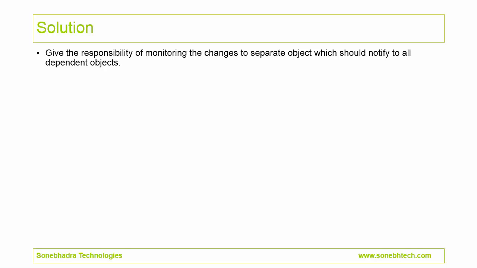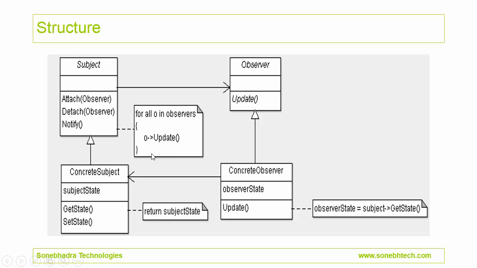Okay, let's see the structure of this pattern. Here is the abstract class subject which provides methods attach and detach for attaching and detaching observer. The observer objects observe the subject. Here is the concrete class concrete subject which keeps state information. It notifies to observers for change of state and also provides method for getting the state information.